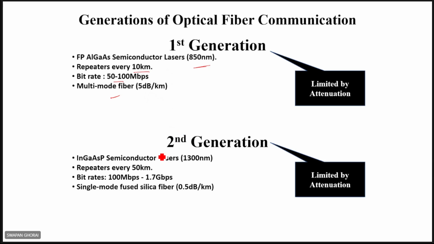In the next generation, I told you, it is at 1300 nanometers. Of course, the same semiconductor lasers are there. Repeater spacing has been increased to 50 kilometers, and the bit rate is around 2 Gbps. In this case, single mode fiber was used, and attenuation is less, 0.2 to 0.5 dB per kilometer in the second generation. Because of this low loss, repeater spacing has been increased, but it is still limited by the attenuation of the fibers. This is the second generation.